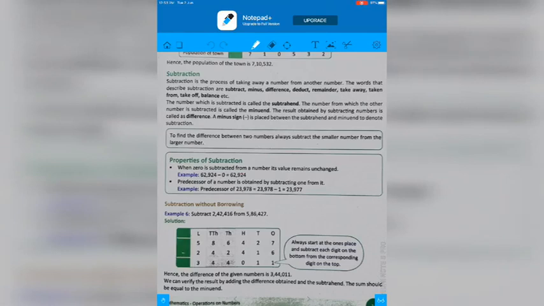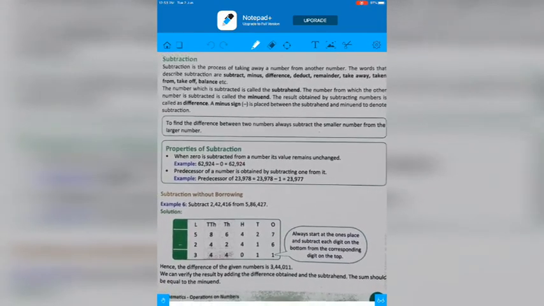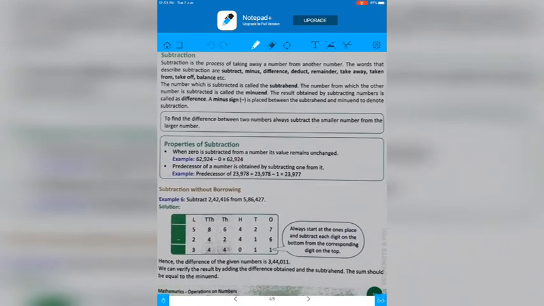Subtraction is the process of taking away a number from another number. The words that describe subtraction are minus, difference, deduct, remainder, taken away from, take off, balance. These other words can be used instead of subtraction.